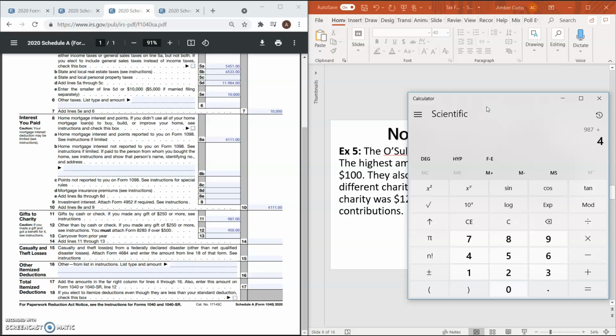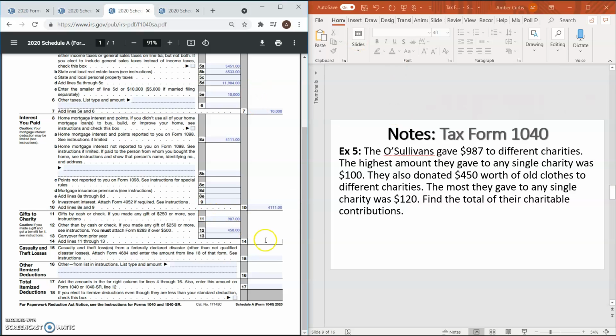So 987 and 450 is 1,437. So that's their gifts to charity. So the O'Sullivans' total charitable contributions totaled $1,437.